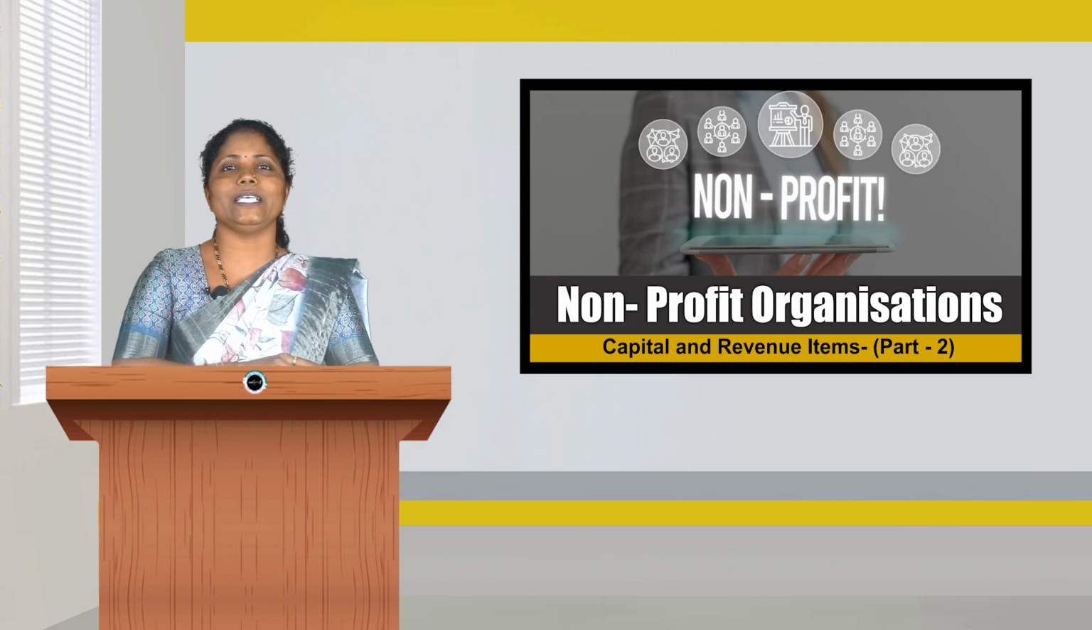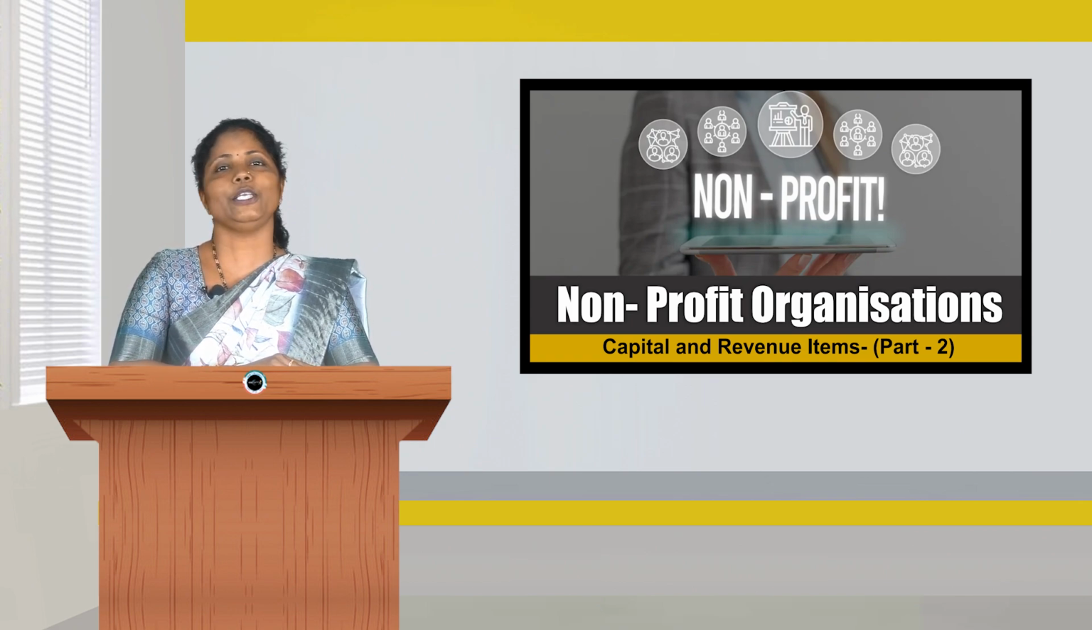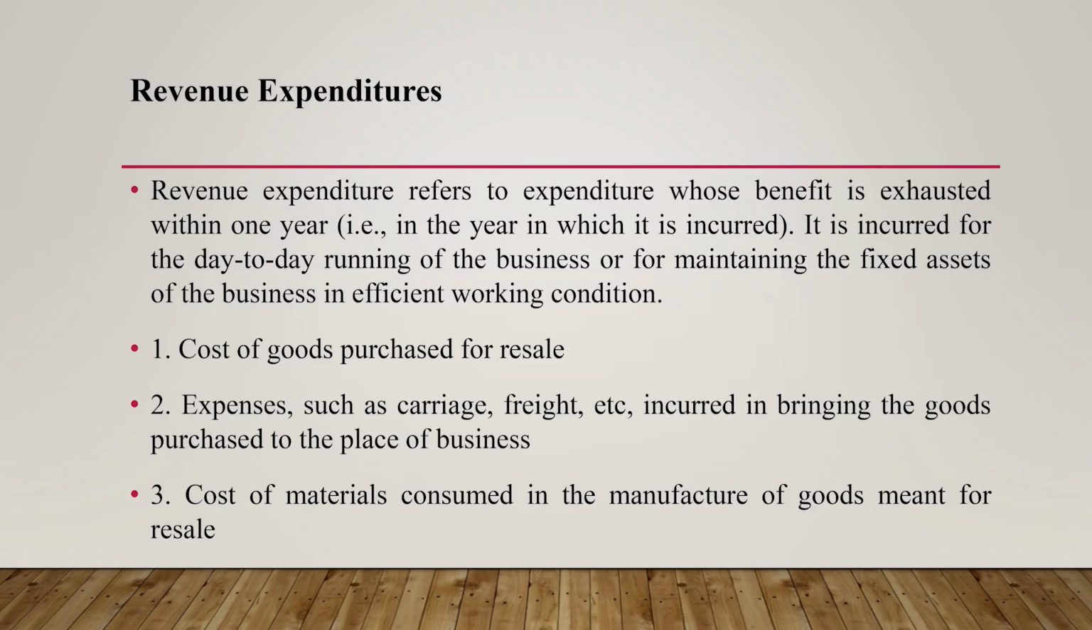Then let us move to the next concept, that is revenue expenditure. Revenue expenditure is an expenditure whose benefit will exhaust in the year in which it is incurred. Such expenditures are recurring in nature. For example, cost of the goods sold. We are purchasing the goods for the purpose of sale and the cost of purchase of goods will be considered as a revenue expenditure.